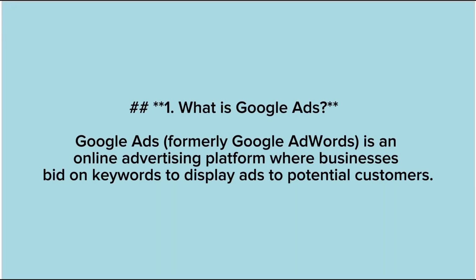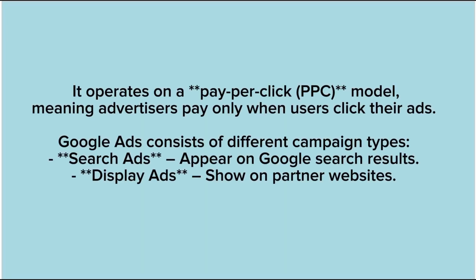1. What is Google Ads? Google Ads, formerly Google AdWords, is an online advertising platform where businesses bid on keywords to display ads to potential customers. It operates on a pay-per-click (PPC) model, meaning advertisers pay only when users click their ads. Google Ads consists of different campaign types. Search ads appear on Google search results. Display ads show on partner websites.